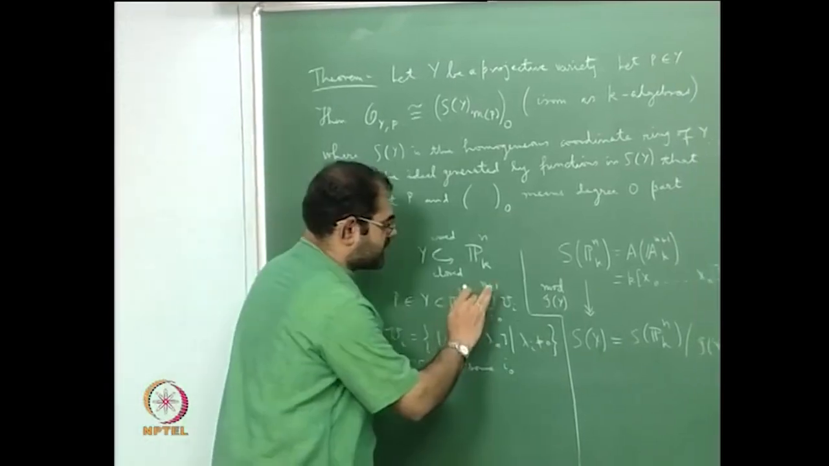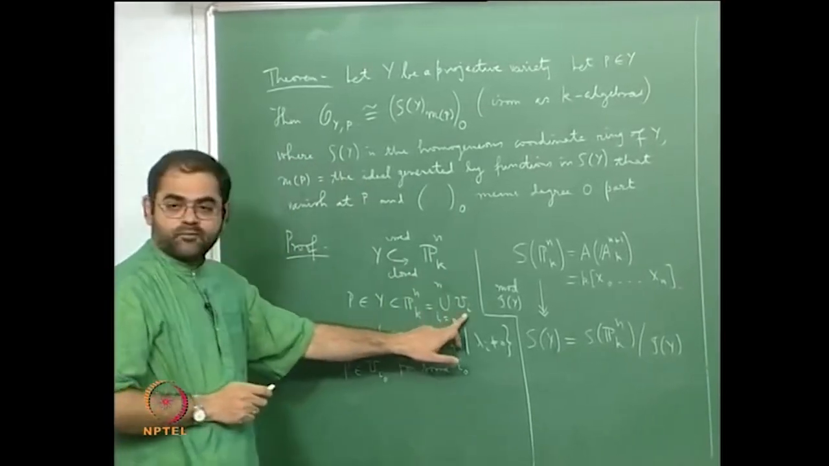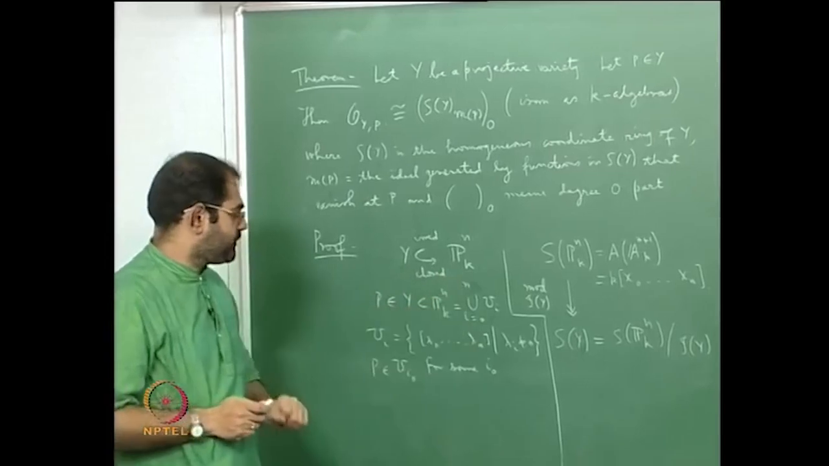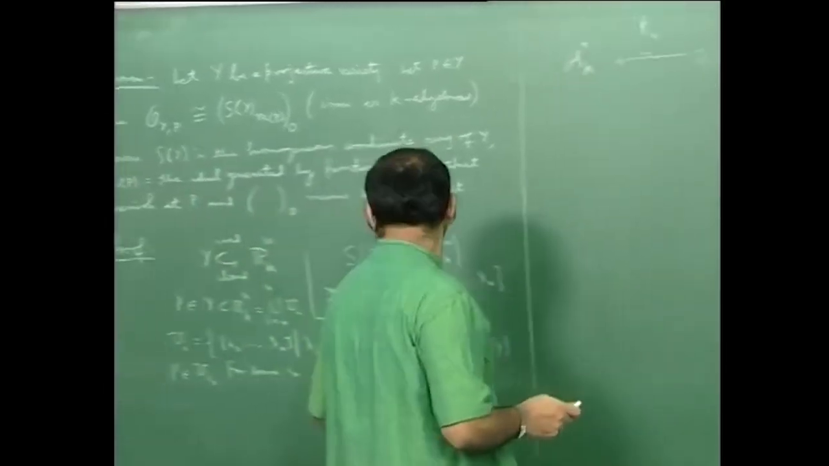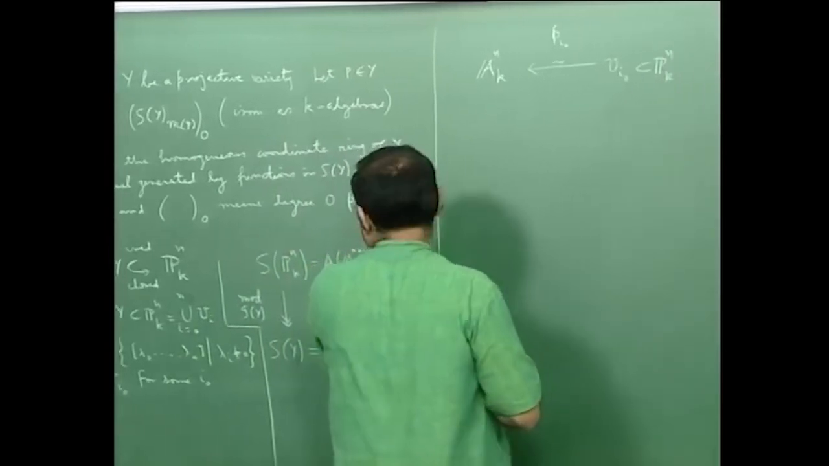No, you're right. I should start with 0 and end with n. Yes, thank you. It should be u naught through u n. There are only n plus 1 of them. Thank you. So it should be i equal to 0 to n. Okay, thank you for that.